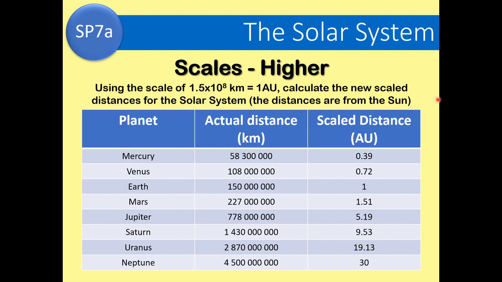So here you go. What you might have realised is that 1 AU, 1 astronomical unit, is equal to the distance between the Sun and the Earth. And this is the definition of an astronomical unit. It's an average distance between the Sun and the Earth. So take a look at the answers there, mark your work, see where you've gone wrong if you've made any mistakes. But that is the end of this video tutorial for SP7a, the solar system.